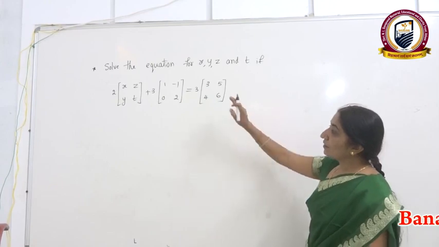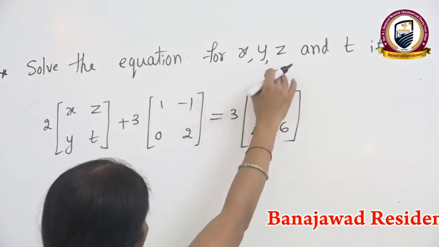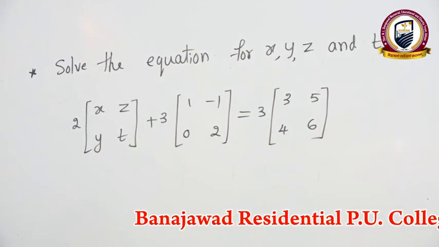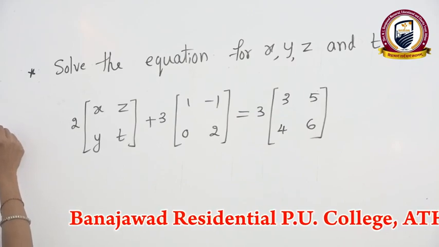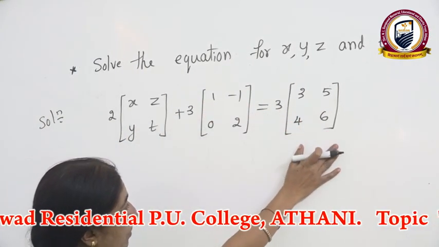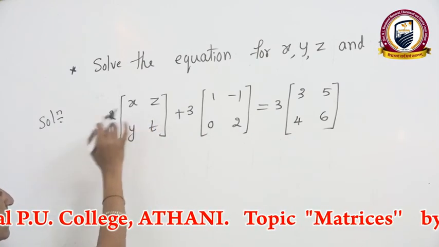See the next one. Solve the equation for x, y, z and t. What you are observing, again, they are the small letters. That means they are the elements or functions. For that, what are you writing? We are writing the LHS part and RHS part as it is. After writing that, here each element is multiplied with 2.